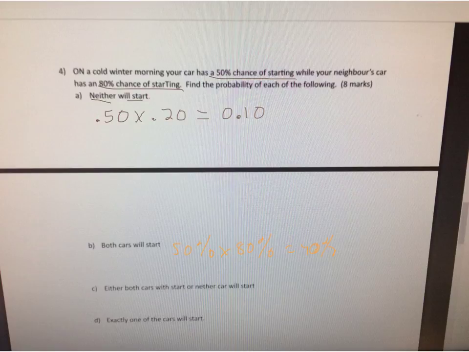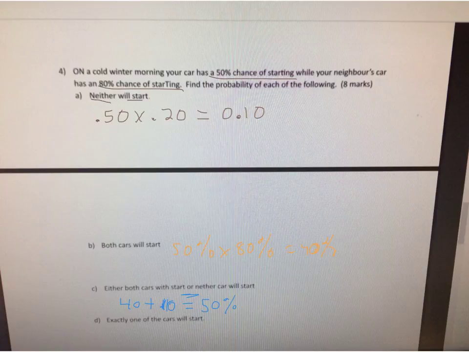So the next question says either both cars will start or neither car will start. So we have a probability for both cars will start. That's 40%. And we have a probability for neither car, that's 0.1. And because it's an or, if we're dealing in percents, we'll make that 10%. So if we're dealing in or, we add those, and that ends up with a 50% chance that either both cars will start or neither car will start.